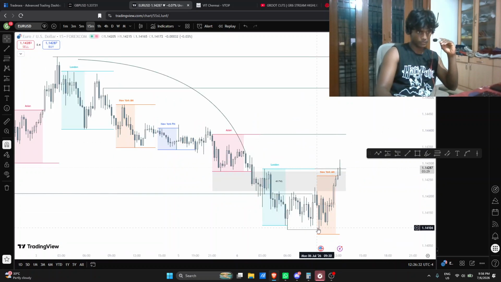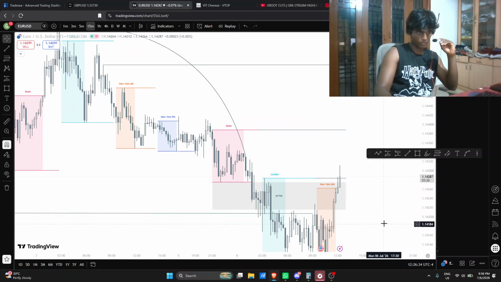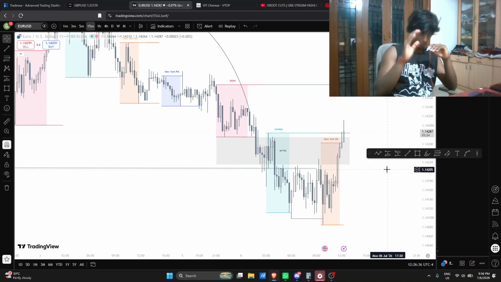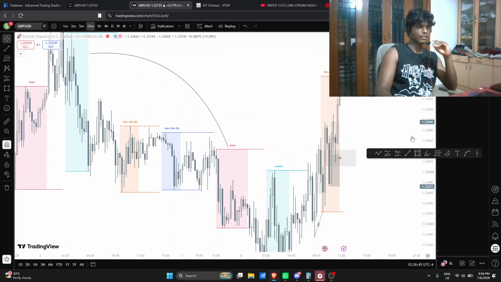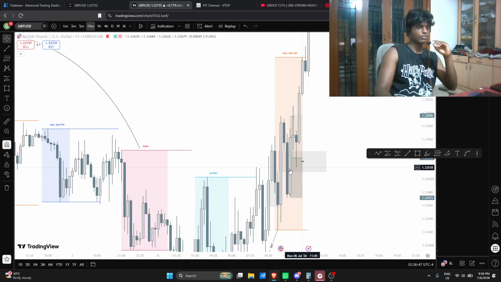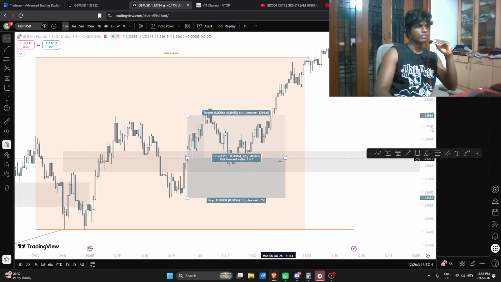The main mistake is this 15-minute fair value gap. When I look at it separately by itself, it is a bad trade. Bad fair value gap. We were respecting this low, so it's just better to not take this trade and take this trade. Honestly, this trade was better, right? Look at it, if the fair value gap was strong and everything.